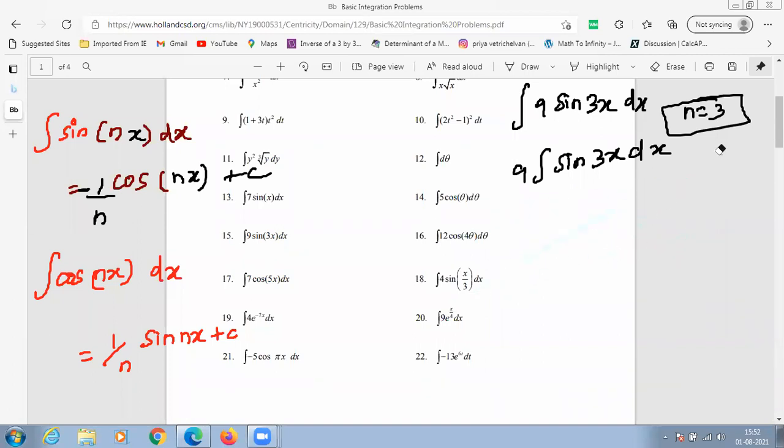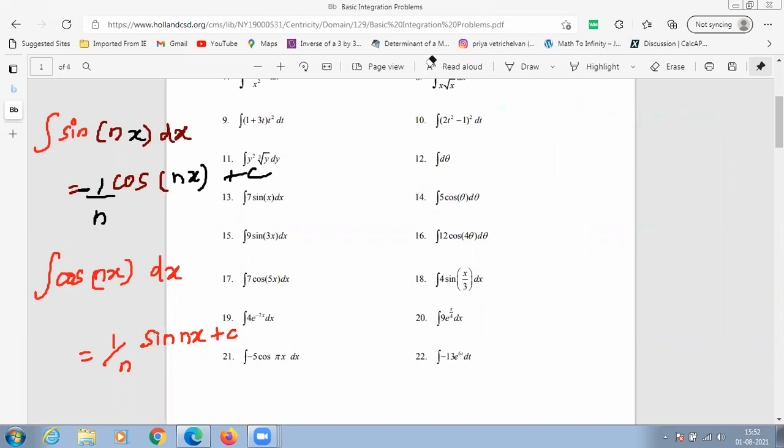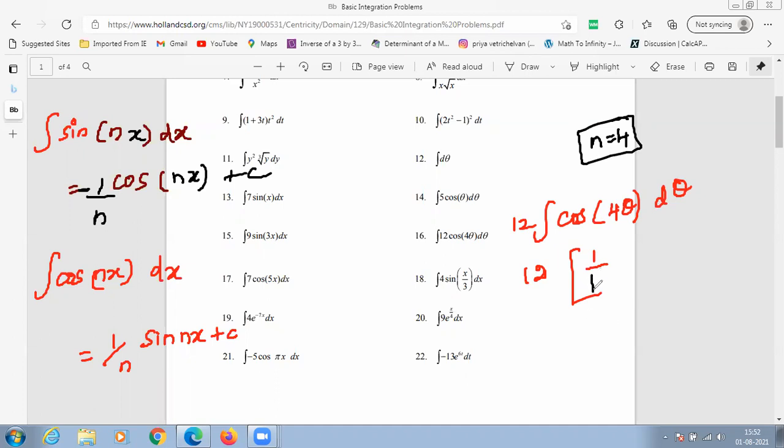Question number 16. It's 12 cos 4 theta d theta. So take the 12 out. Cos 4 theta d theta can be written as 1 by n. What is n here? Here the n is 4. So it's 1 by 4 sine 4 theta. So this you can simplify and write it as 3 sine 4 theta. That is the result for question number 16.